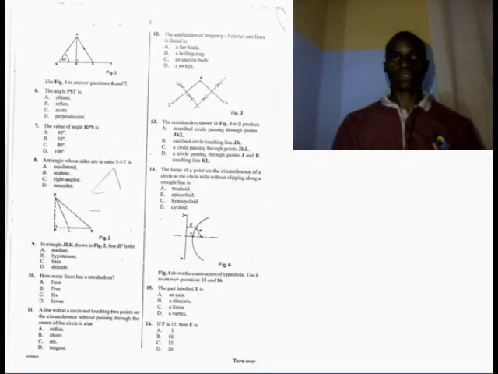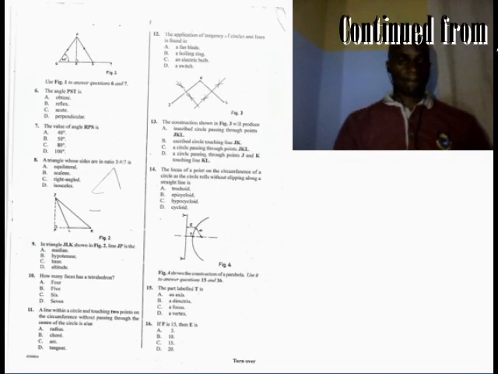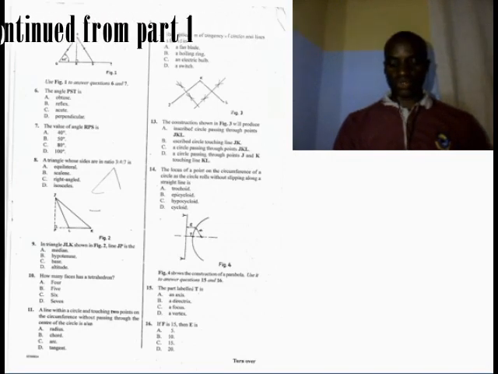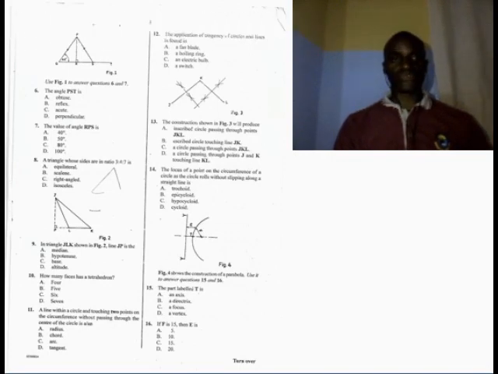Scalene triangle. None of the sides are equal. That ratio tells it. Number 9. In triangle JLK, shown in figure 2, line JP is A, median, B, hypotenuse, C, base, D, altitude. The answer is D. The altitude, that's the height of the triangle.